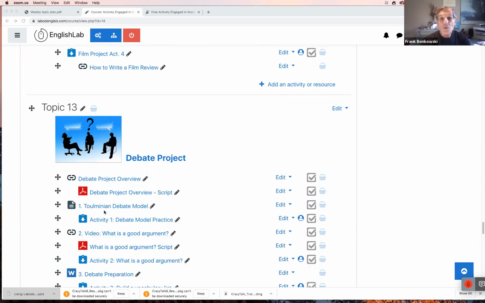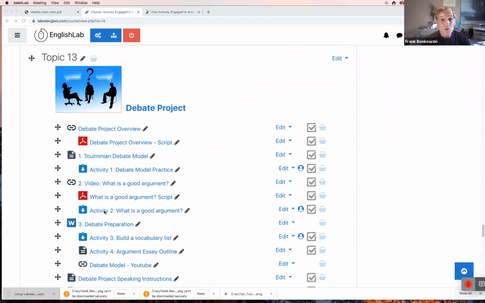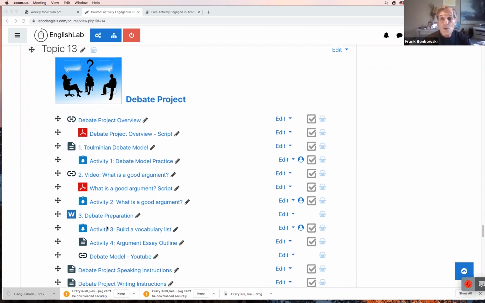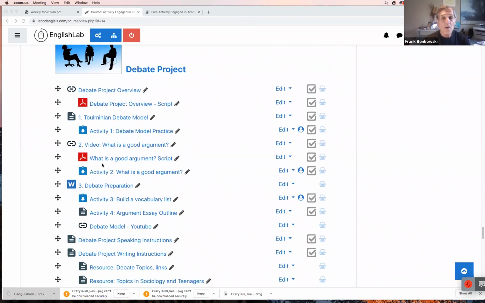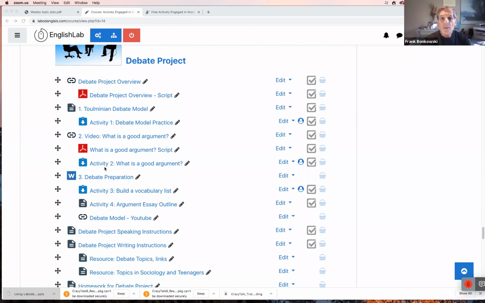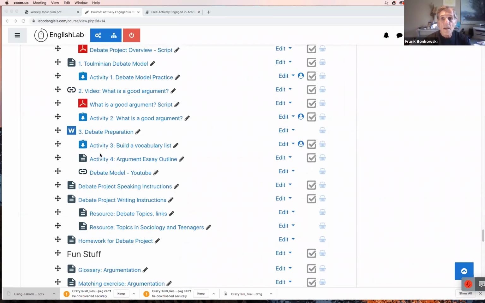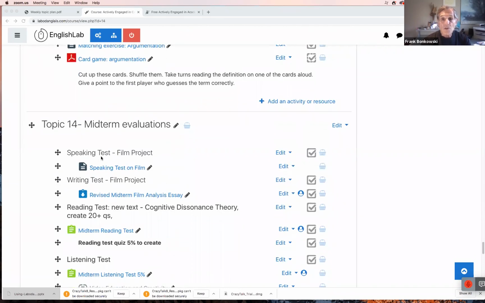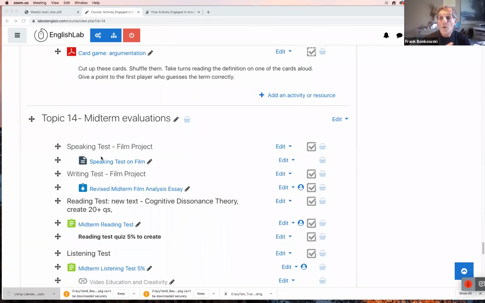Towards the end of the term, they also do a debate project, which is a wonderful opportunity for me and for them to learn about controversial subjects and to learn argumentative skills, which is so important. So there are a number of activities and videos on this topic. There are midterm evaluations, and this gets into my fourth point about automated corrective writing feedback.